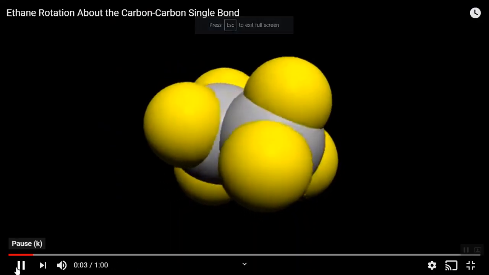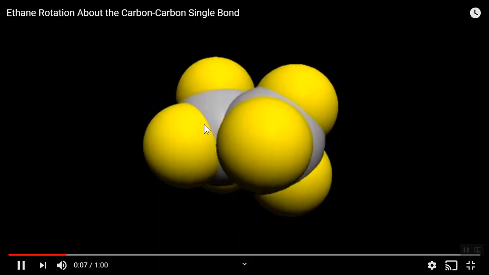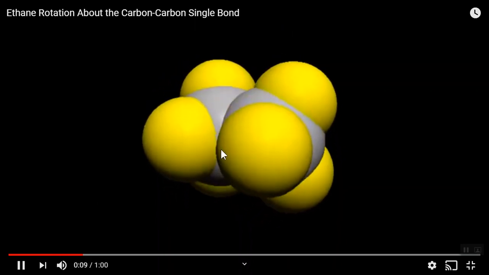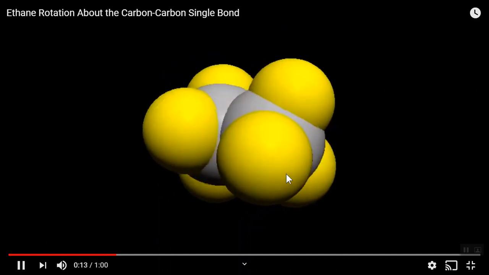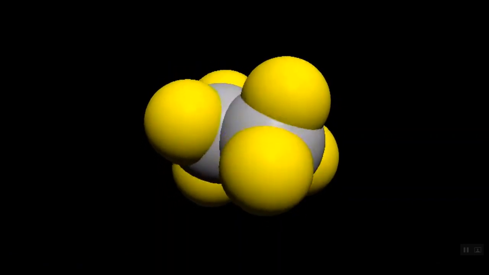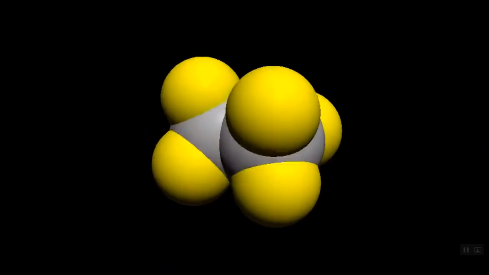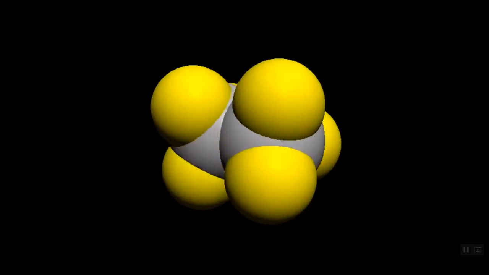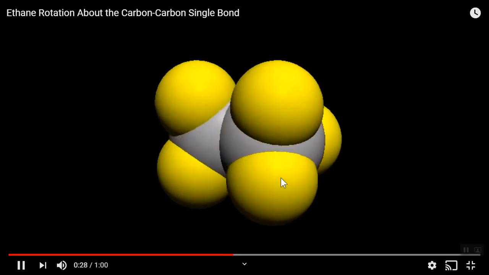So here is a space-filling model of ethane where the carbons are in the center again. Each carbon is bonded to 3 hydrogens. And so try to notice that the ethane is spending most of its time in the staggered conformation, and every once in a while it will manage to be eclipsed as it rotates, but it just rocks back and forth quite a bit.